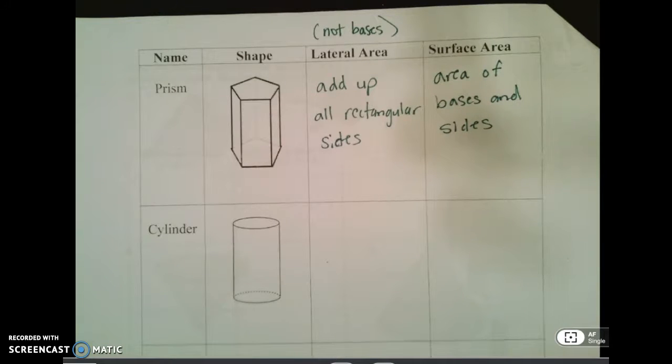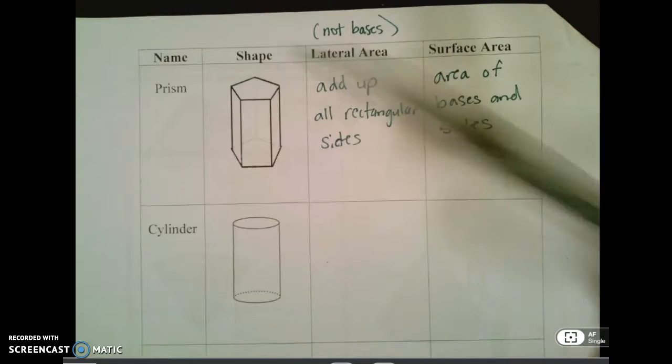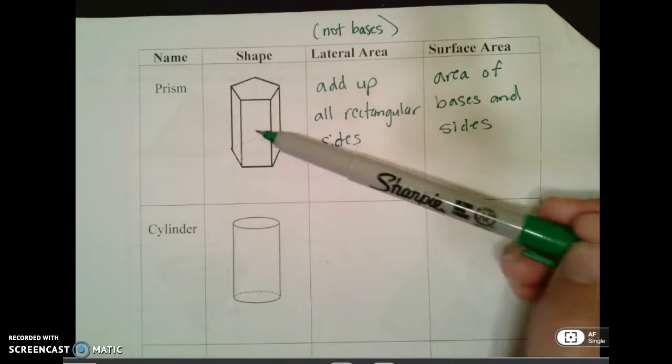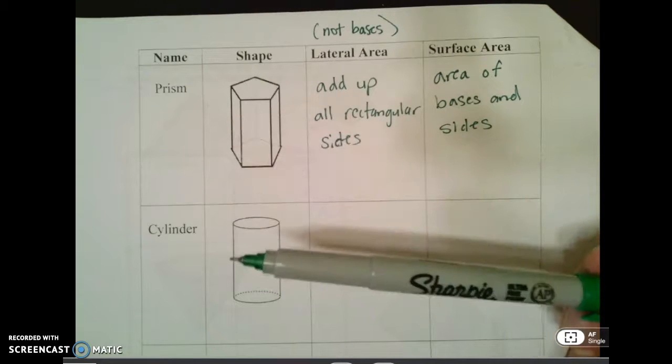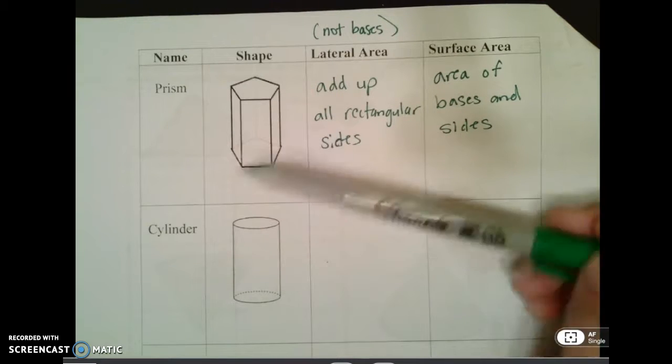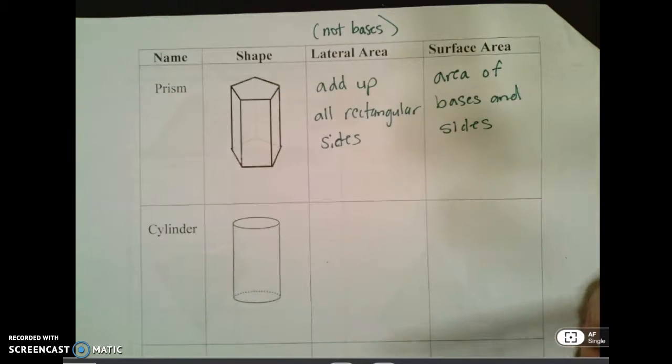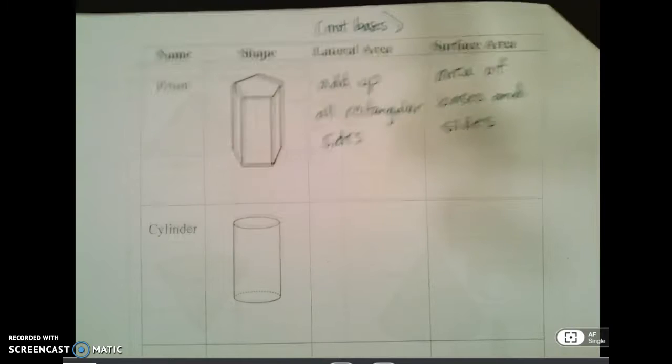So for this particular one, we learned in our last video how to find the area of 2D figures. So you know how to find the area of a rectangle, the area of a square, the area of a pentagon. You know how to find the area of all these figures. So what you would do is find the area of each one. So this rectangle plus this rectangle plus this rectangle plus all of them plus my 2 pentagons. You would add up the areas of each figure and that would give you your surface area. This is all we need for prisms.